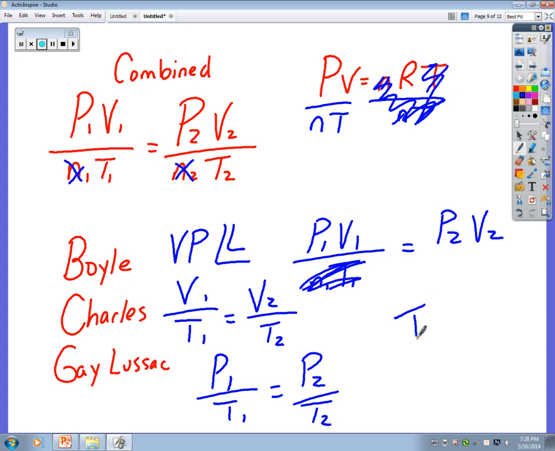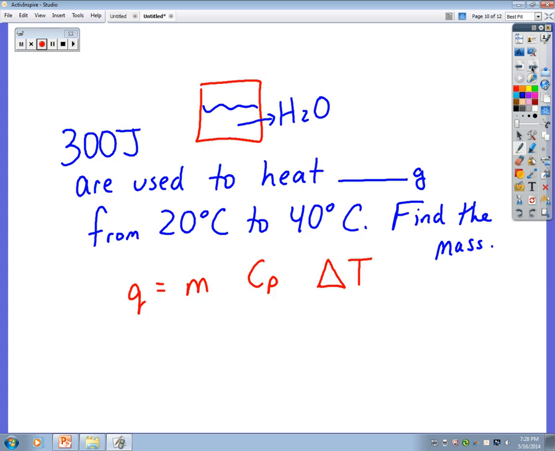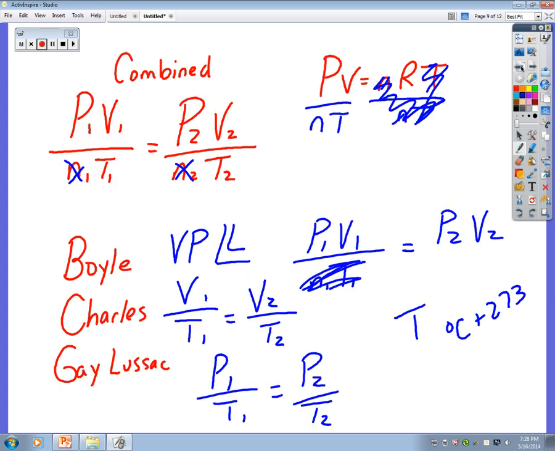Remember, temperature, you always have to change degrees Celsius to Kelvin by adding 273. Oh, the other thing I was going to tell you is this. If you have a combined gas law problem, so let's get rid of this, make the eraser big.